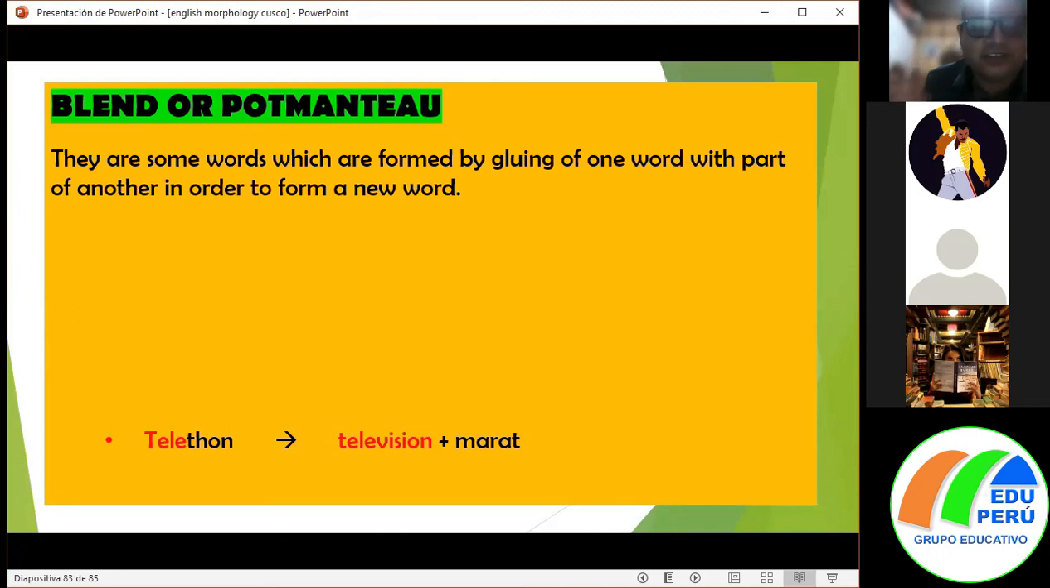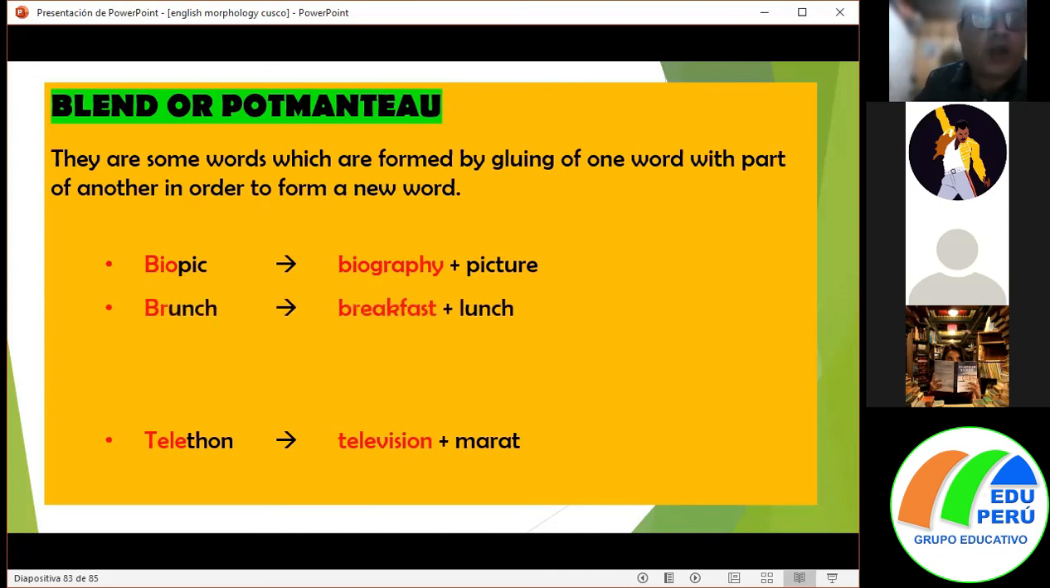Here you have just one example. Telethon, the famous, no? Television and marathon. Biopic is the combination of two words, biography and picture. Biopic. Brunch, this is very common. Brunch is the combination of breakfast and lunch.